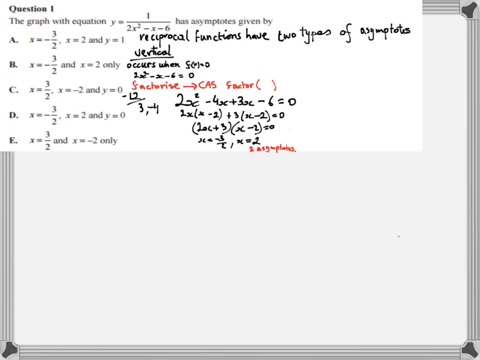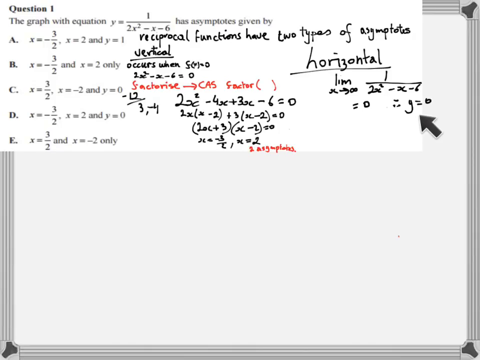Okay, and then the second type of asymptote that a reciprocal function can have is a horizontal asymptote, or sometimes a slant asymptote. In this case we've got a horizontal asymptote, and this is when as x approaches a very large number, as x goes to infinity, then the denominator approaches a large number and the function approaches 0. So we get a horizontal asymptote at y equals 0. That gives us the third asymptote, and that is option D for our three asymptotes. Okay, let's have a look at the next question.